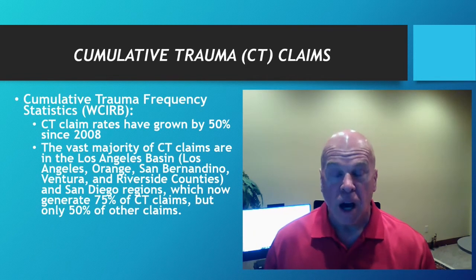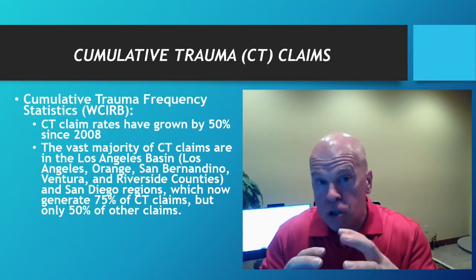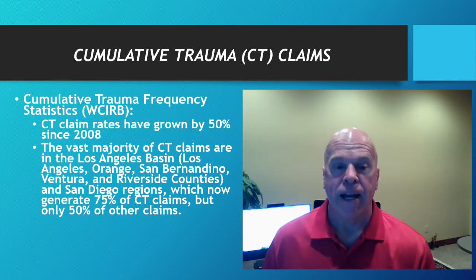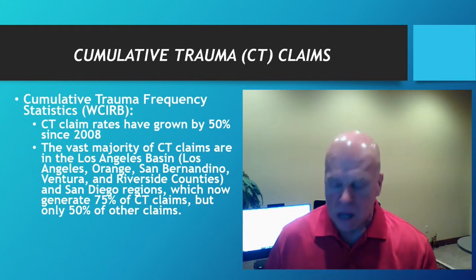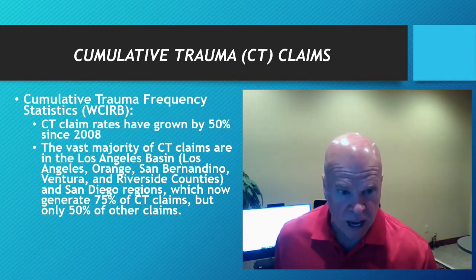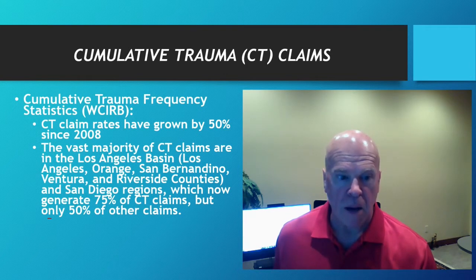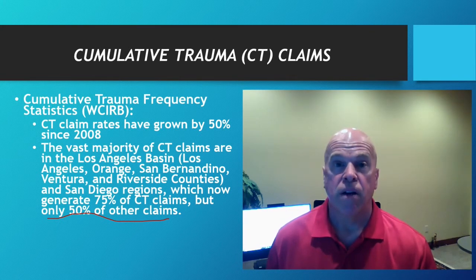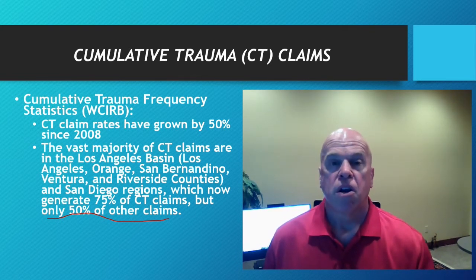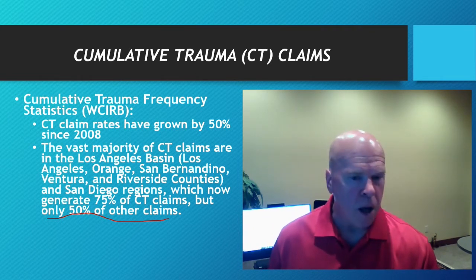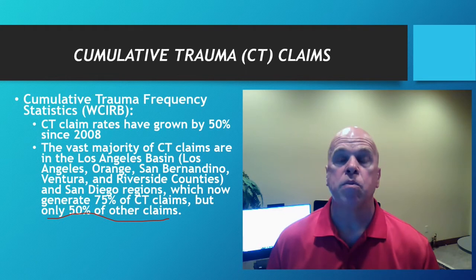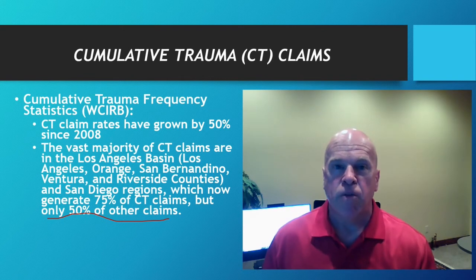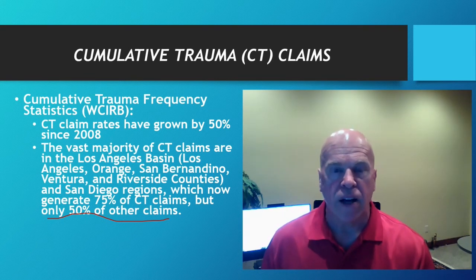Now, interestingly, the vast majority of these cumulative trauma injury claims are concentrated geographically. They're concentrated to the Los Angeles Basin and San Diego County regions, which now generate approximately 75% of cumulative trauma injury claims, but only 50% of other claims, meaning only 50% of the specific injury claims come out of this geographic area, but 75% of all CT claims statewide are emanating from this tiny geographic region in the Los Angeles and San Diego counties.